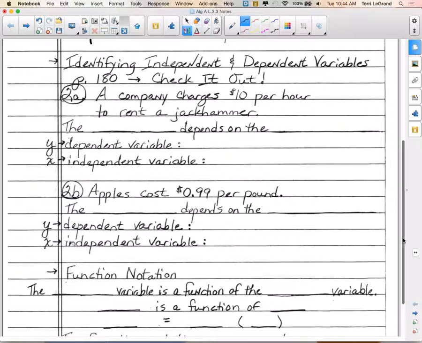Which one would control the other? Would the total cost control the number of hours you're going to rent it? Or would the number of hours you're going to rent it control the total cost? The number of hours. So the total cost is dependent upon the number of hours. The total cost depends on the number of hours.